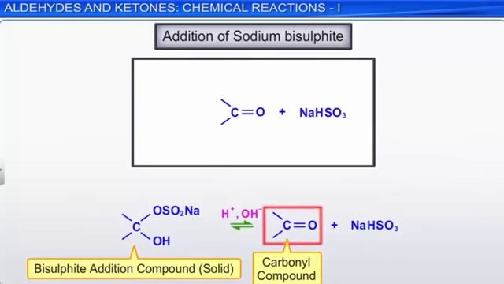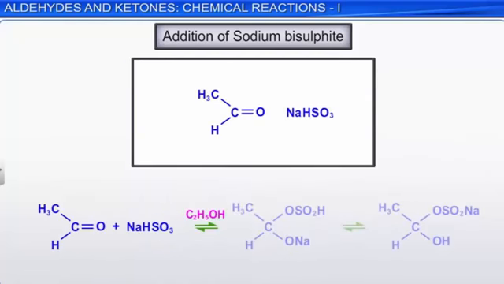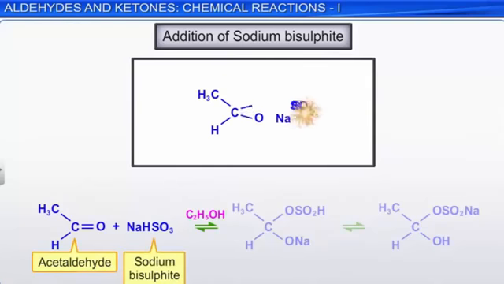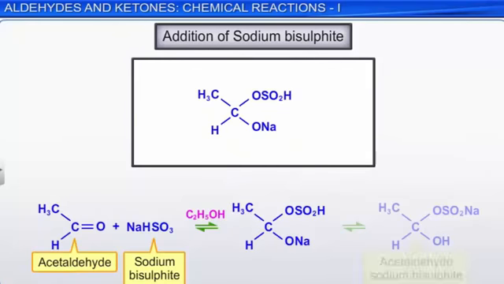For example, acetaldehyde reacts with a saturated solution of sodium bisulfite to give a white crystalline precipitate of acetaldehyde sodium bisulfite.